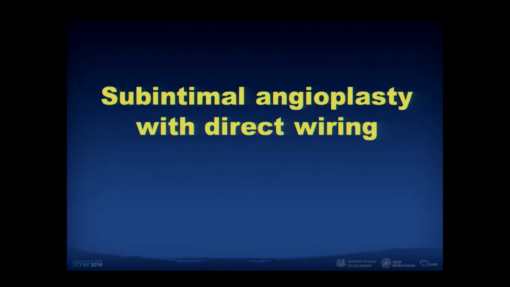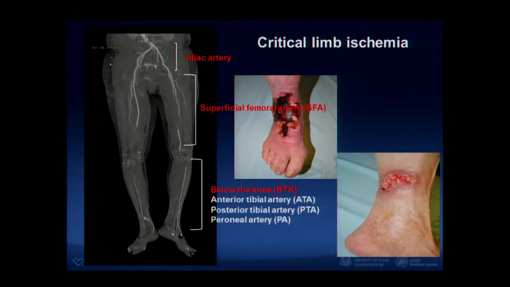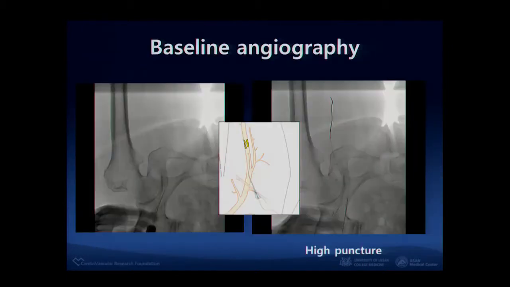First, subintimal angioplasty with direct wiring. This case is very ugly. You can see critical limb ischemia, SFA total occlusion, and below-knee total occlusion. Anyways, we tried ipsilateral puncture with the micropuncture set. Fortunately, the wire is going down.